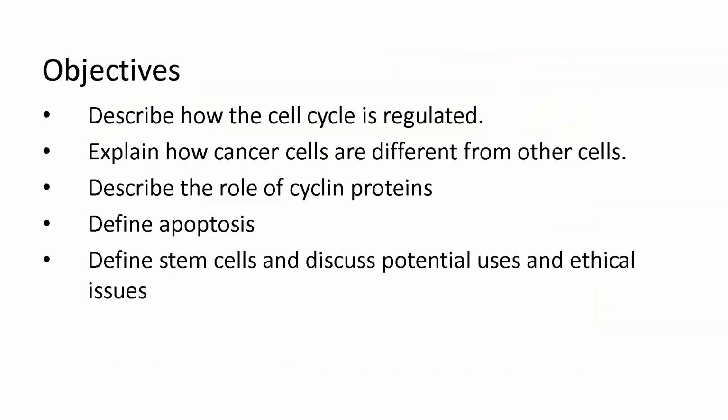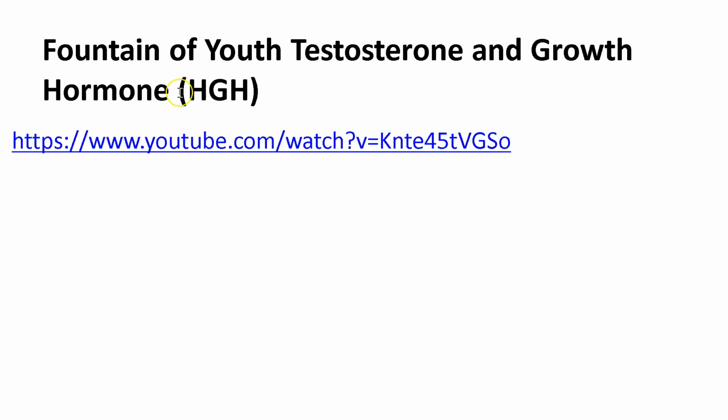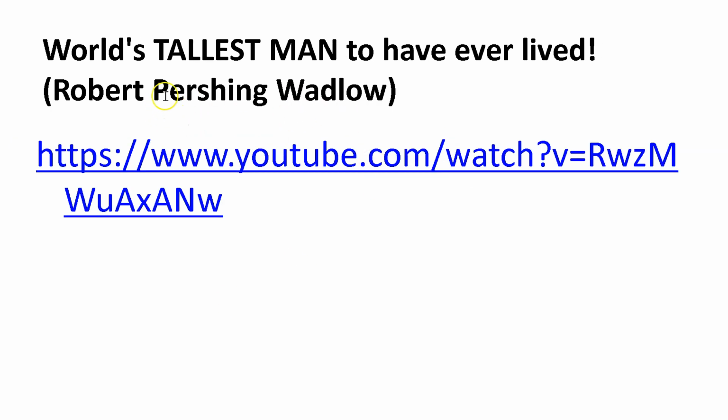Okay, so this is where honors separates from on level. Regulation. Why don't cells just divide all the time? Okay, well, if you want to look up some videos here, human growth hormone is an interesting video. I'll try to show some of these videos in class when we're discussing questions. But human growth hormone causes cells to divide. Robert Pershing Wadlow is the tallest man to ever have lived, known as a gentle giant. He had actually a tumor of the pituitary gland, I believe, which caused an abnormal amount of HGH to be formed. Thereby, he was still growing when he died in his 20s, which is crazy.